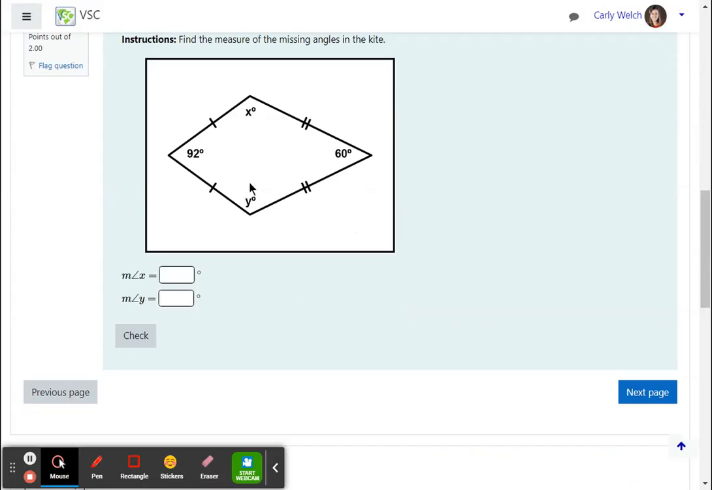All right, so we know these two are equal. So we'll start by subtracting these two from 360. So we have 360 minus 92 minus 60. And that gives us 208. So that 208 has to be split evenly between the missing two non-vertex angles. That's 104. And 104.